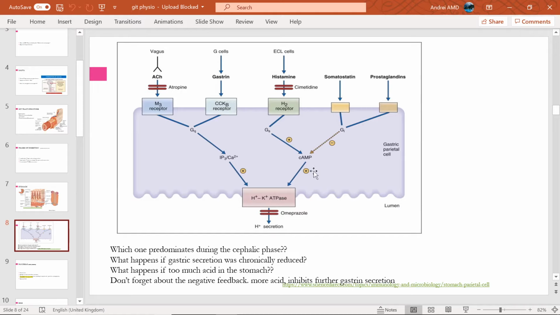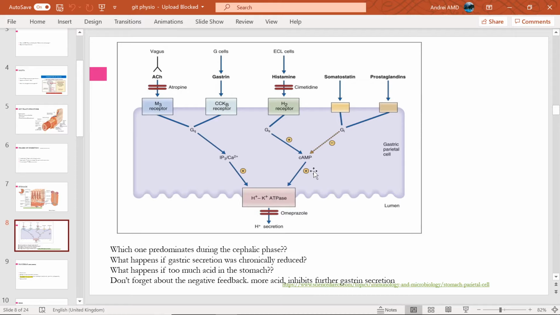This we'll talk about later, but somatostatin is the one that does the opposite. When this is released and binds to the receptor on the parietal cell, it decreases the amount of cAMP, so it decreases the hydrogen secretion. Minus and plus, it means minus here. Plus is plus here. I hope that made sense.